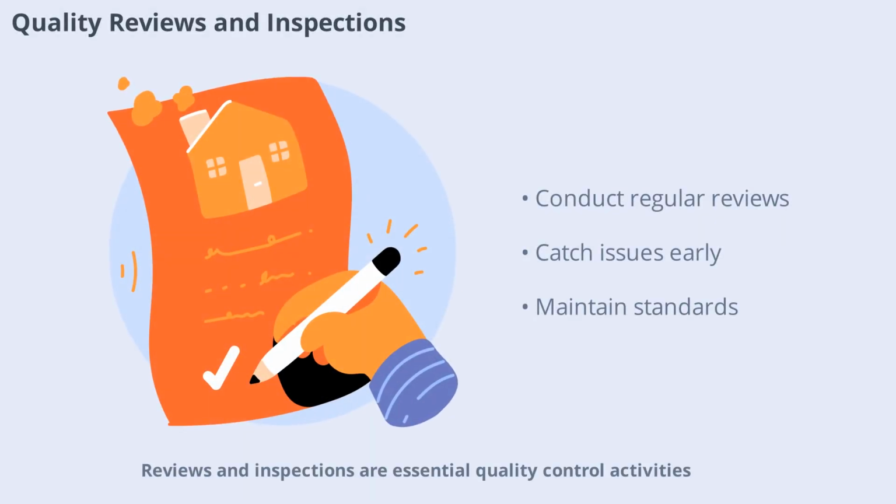Reviews and inspections are essential quality control activities. They involve examining project deliverables to ensure they meet the defined standards and requirements. Reviews can be formal or informal and may include walkthroughs, peer reviews, or client inspections. By conducting regular reviews, you catch issues early and maintain high standards throughout the project.